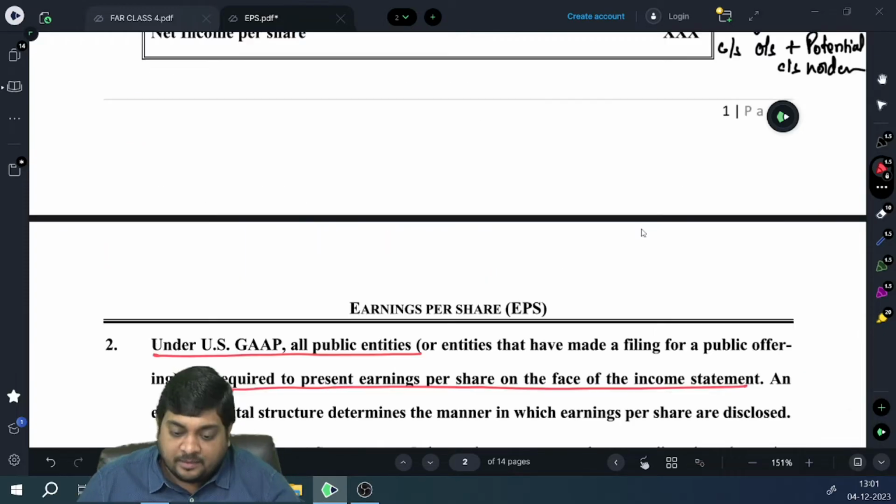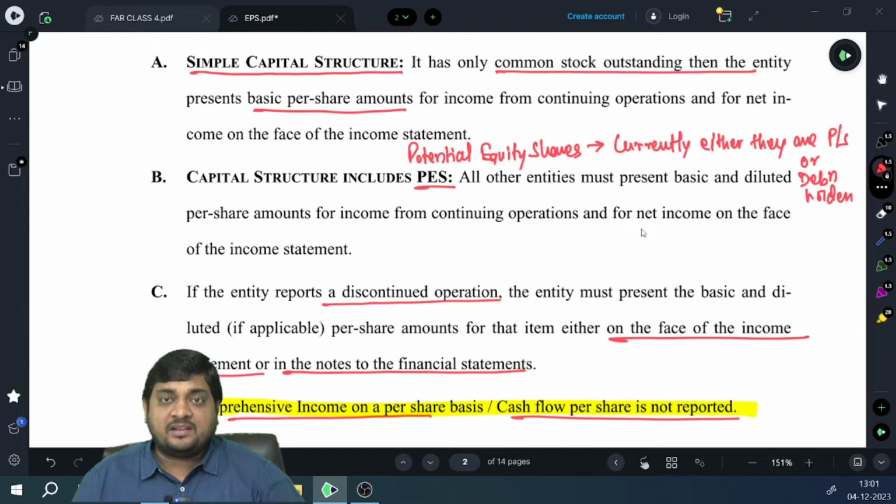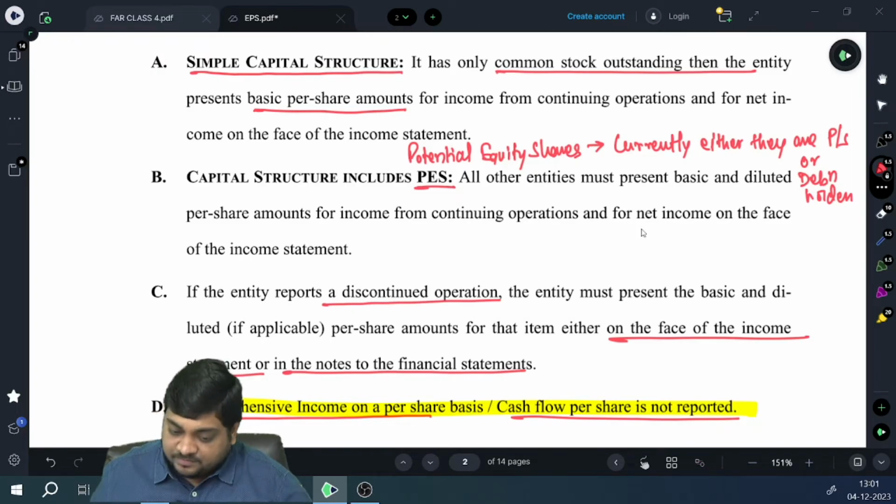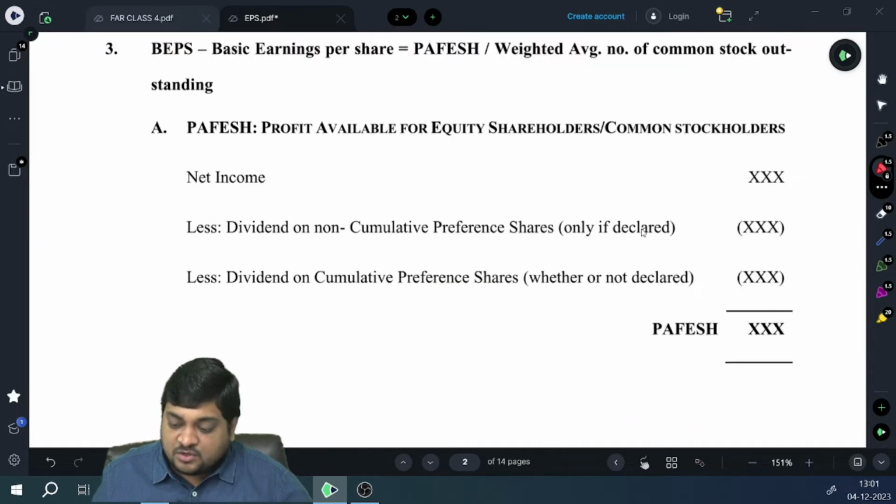Right? Okay. I think this is absolutely fine. There is nothing much to be discussed here. Right? Let us move ahead. So first we will learn how to calculate basic earning per share.